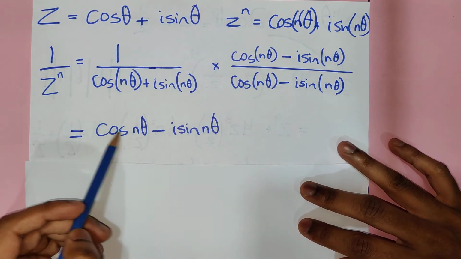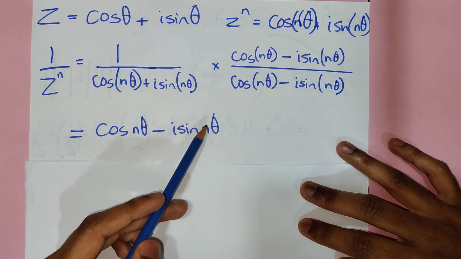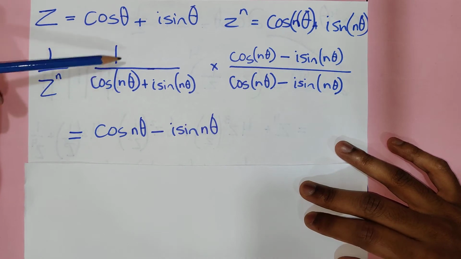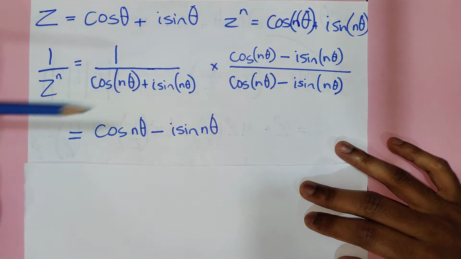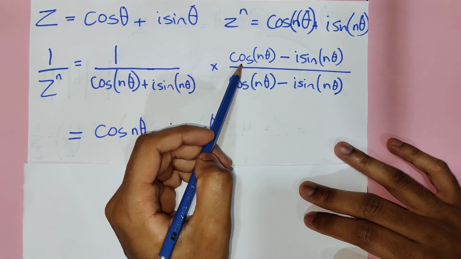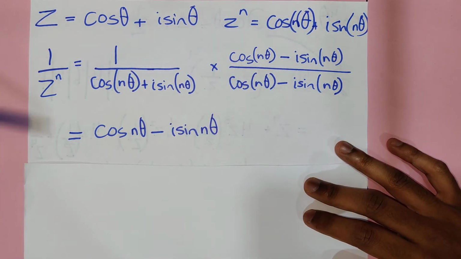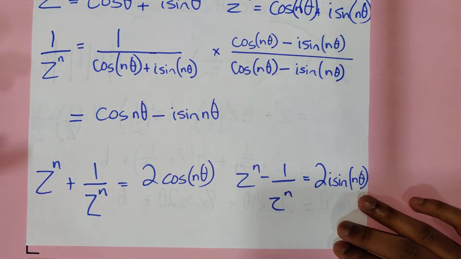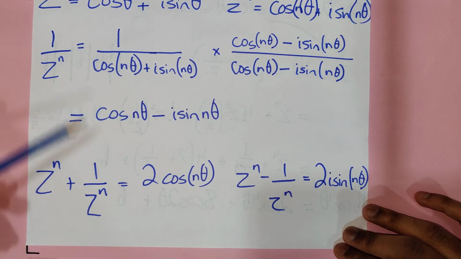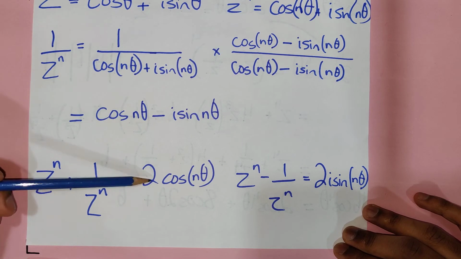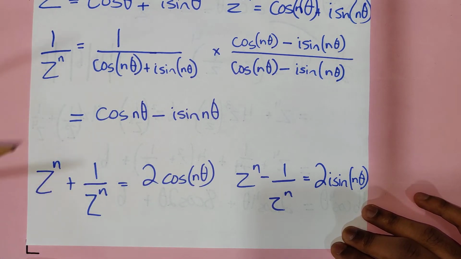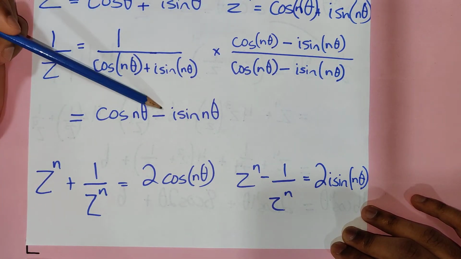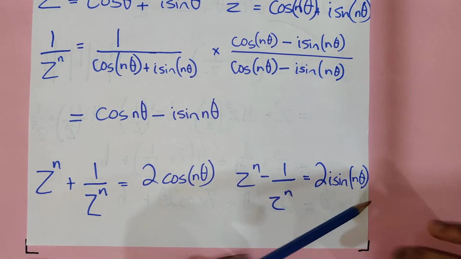We end up with cosine of n theta minus i sine of n theta. Because you'll see that once you multiply out the bottom, you end up with cos squared n theta plus sine squared n theta, which is just 1. And you're left with this top here. So we know that 1 over z to the n is equal to this. So that tells us two things now. We know that z to the n plus 1 over z to the n, which is this plus this, is going to give you 2 cosine of n theta. And we know that z to the n minus 1 over z to the n, which is this minus this, is going to get you 2i sine of n theta.